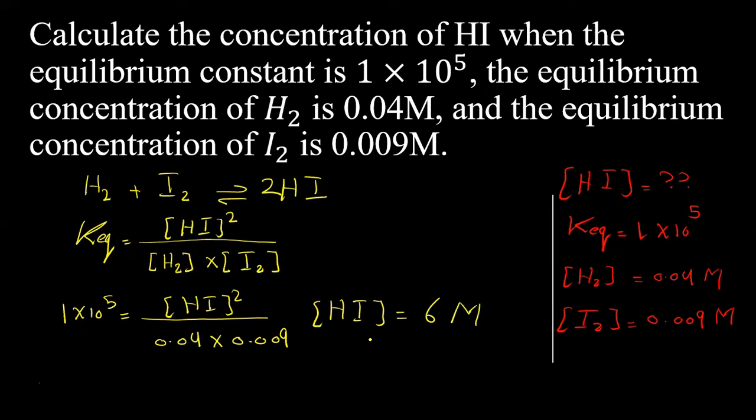So here, by using the equilibrium constant, you can calculate the concentration of one of the products or reactants. Okay, by using the equation K equilibrium equals the concentration of product divided by the concentration of reactant.